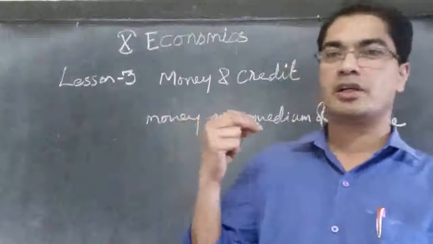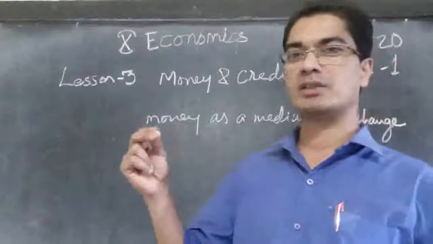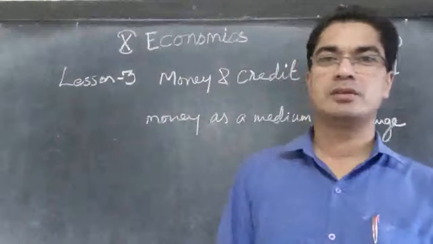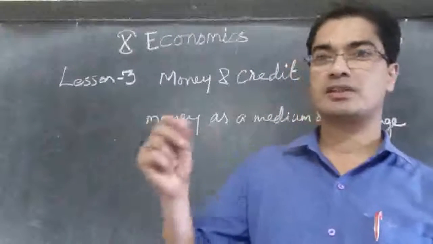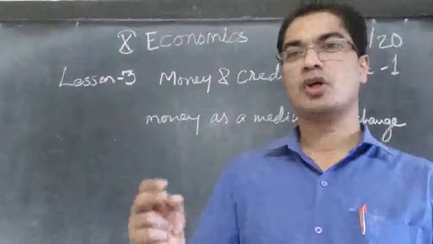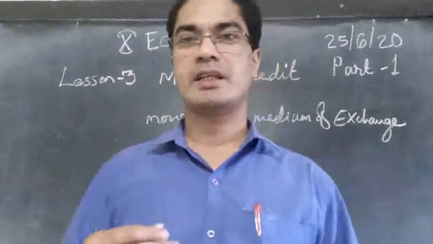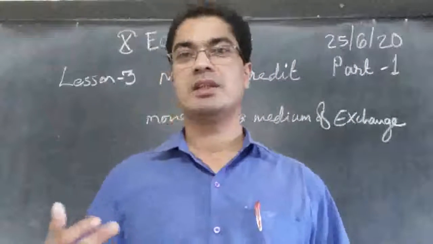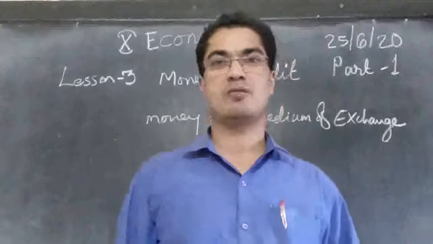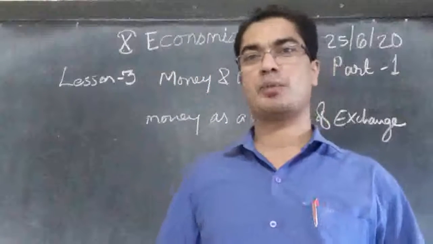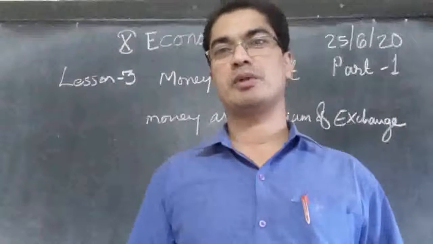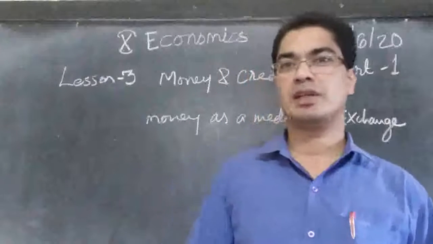So you have to find a person who has the thing that you want. Then he also wants the same thing that you have. So mutual exchange should be possible. Otherwise, this barter system will not be successful. So people were affected so much because of this lack of mutual needs.